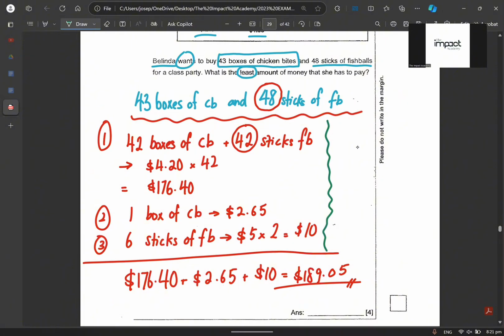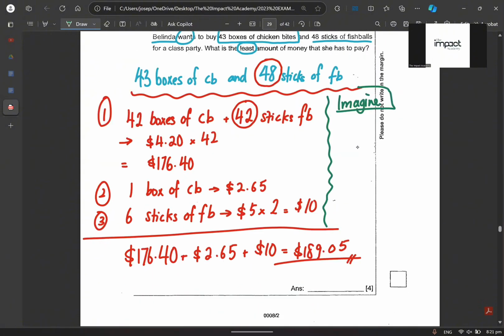Let's imagine this with me. Everyone listen to me. Nobody writes first, just imagine. I don't need you to write the green color part. I repeat, do I need you to write this green color part? No need, okay? Now imagine this with me. I'm going to buy 43. I put CB first, it means boxes. Plus 43 FB. How much is that going to be?